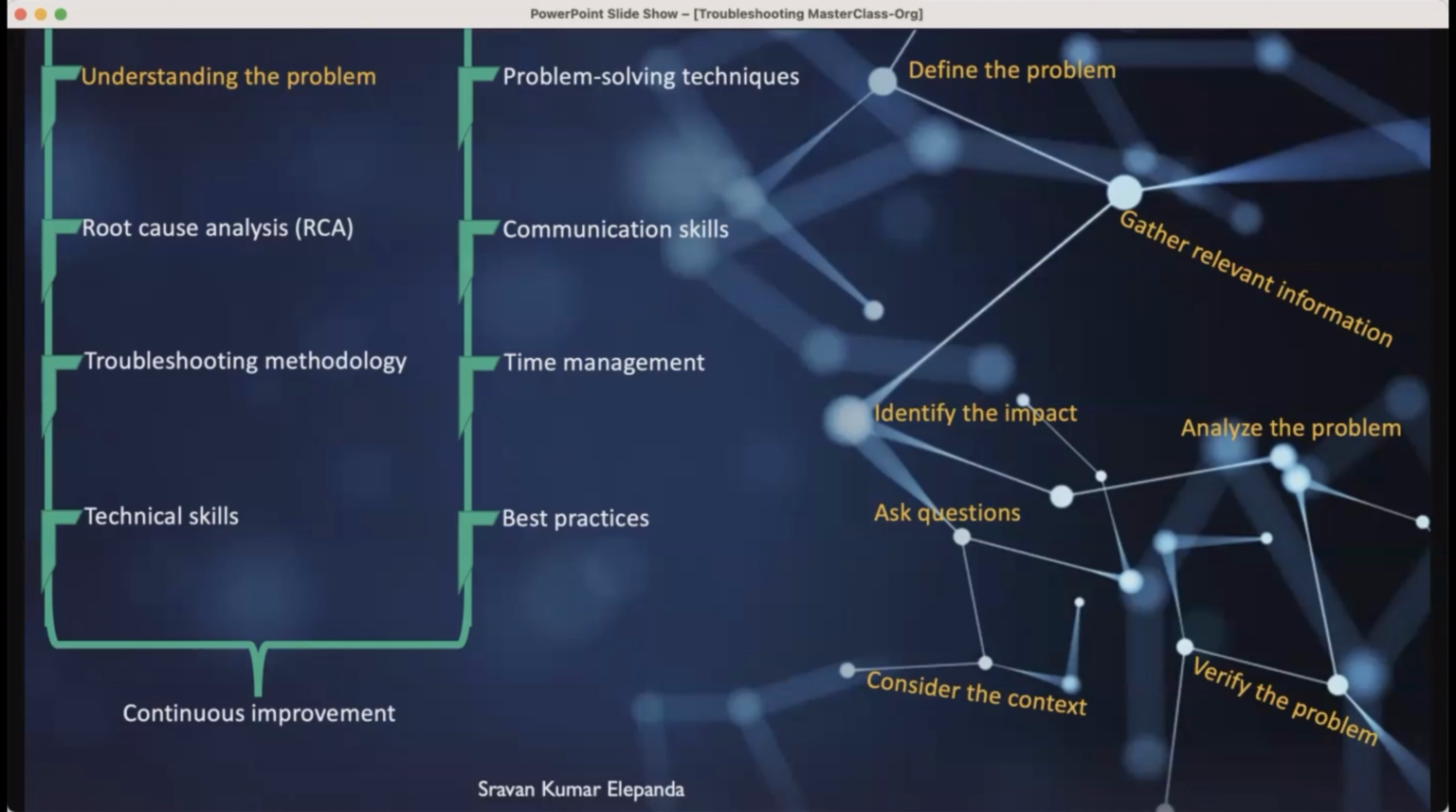Gather relevant information. What it means is that you need to collect as much information as you can when you start troubleshooting the issue. This could include symptoms, error messages, logs, and other data that might help us diagnose the issue, or at least start troubleshooting it. So you need not leave anything out. You should have as much information as you can. You have to collect the information. That's the most important thing I can think of.